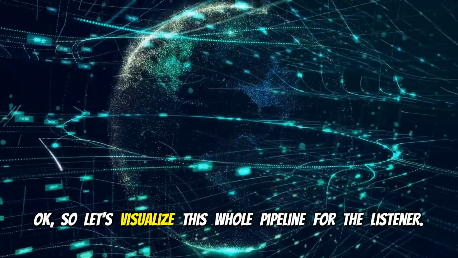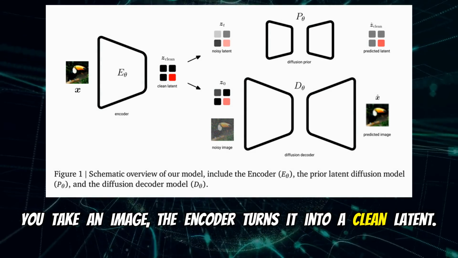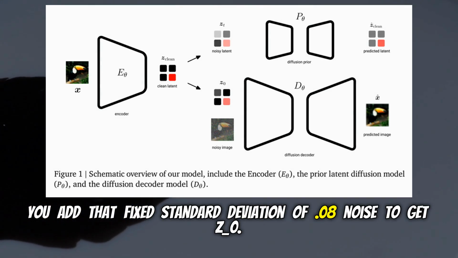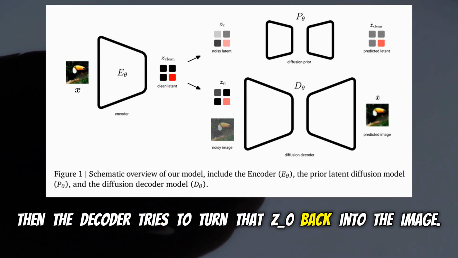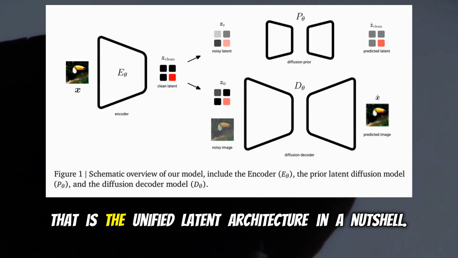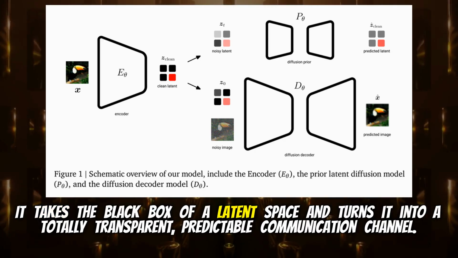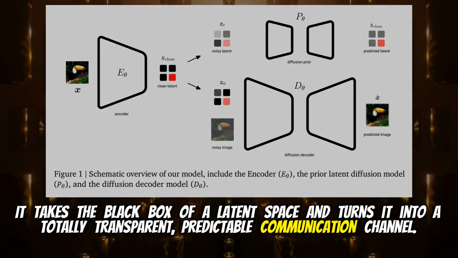Okay, so let's visualize this whole pipeline for the listener. You take an image, the encoder turns it into a clean latent. Yep. You add that fixed standard deviation of 0.08 noise to get Z0. Right. Then the decoder tries to turn that Z0 back into the image, and simultaneously you have this separate prior model learning how to generate that exact Z0 starting from pure static noise. That is the unified latents architecture in a nutshell. It takes the black box of the latent space and turns it into a totally transparent, predictable communication channel.